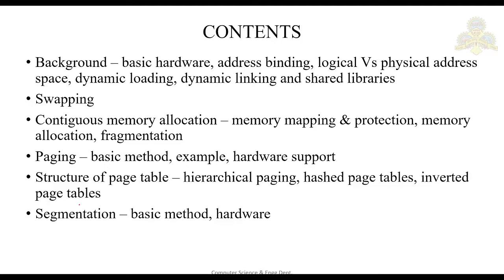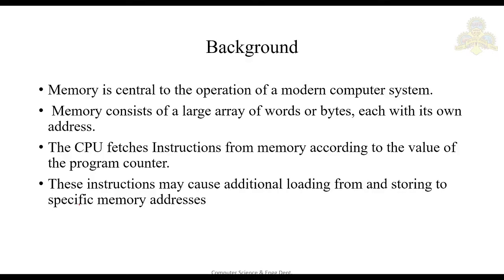Okay. So first we'll talk about the background. As we all know, memory is central to the operation of your system, right? Your memory consists of a large array of words or bytes, each with its own address. Basically, the memory is divided into two things: one is main memory, and the other one is the secondary storage or secondary memory. Main memory is like your RAM, and secondary storage is your disk.